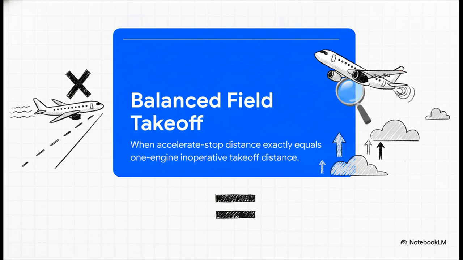Imagine the aircraft speeding down the runway. If an engine suddenly fails, the pilot faces a huge choice. Do I hit the brakes, or do I keep going and literally fly on one engine? A balanced field takeoff calculates the exact, perfect scenario where the distance required to smash the brakes and safely stop, using that ASDA we just talked about, perfectly equals the distance needed to just continue the takeoff and climb into the sky on the remaining engine.